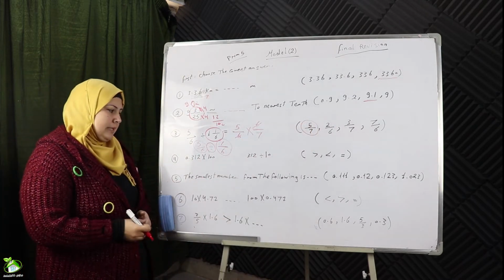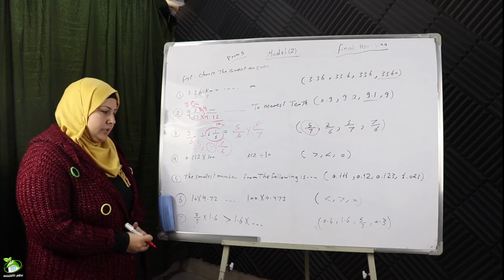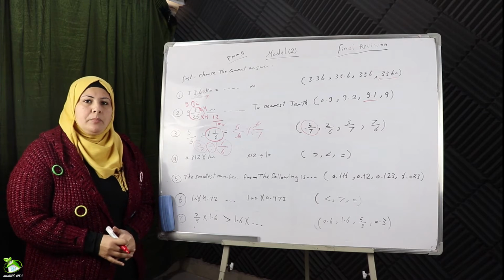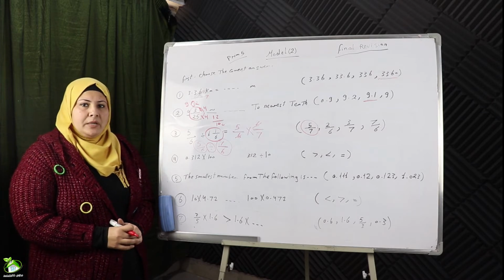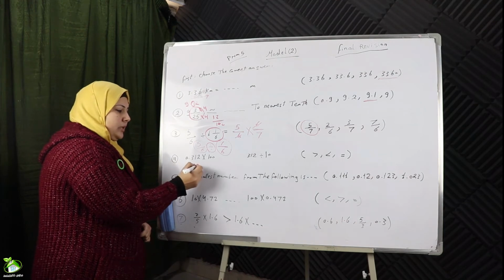Number 4, 0.312 times 100. To multiply any decimal by 100, move the decimal point 2 digits. So the result will be 31.2.